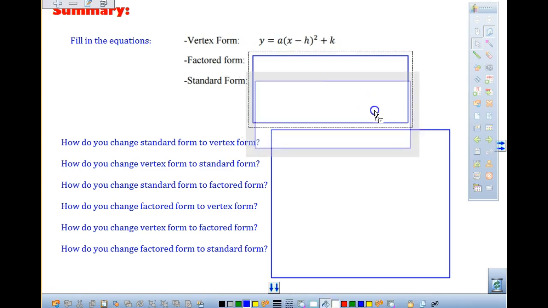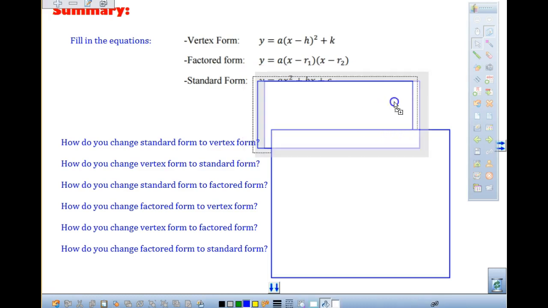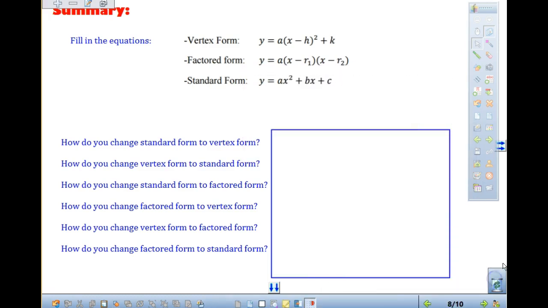Factored form, you're still going to have that a, but it's x minus root 1 in the first parenthesis, and then the second parenthesis, the quantity, x minus root 2. So it's telling us our two roots, or our x-intercepts. And then standard form, ax squared plus bx plus c. That's the easiest one to tell our y-intercept, because if you replace x with 0, the y-intercept will be at c. That's not the vertex, but just the y-intercept. This one tells us our solution. This one tells us our vertex.